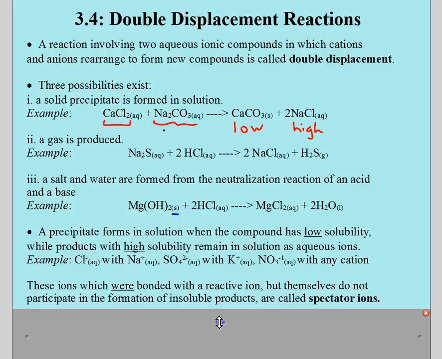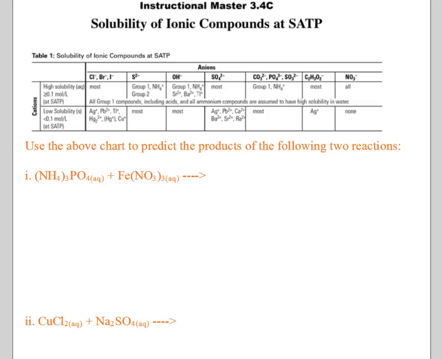So referring back to the solubility chart here, the way it works is you're looking on the left side, the cations. Okay, there's two categories. There's high solubility and low solubility. High solubility remains as aqueous ion, or aqueous ionic compound, and a low solubility would refer to a precipitate that would form.